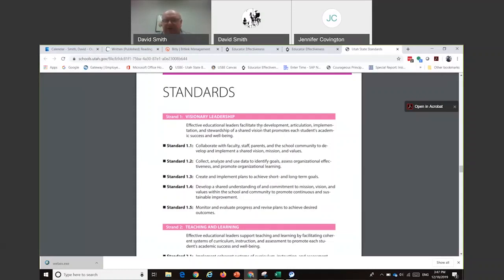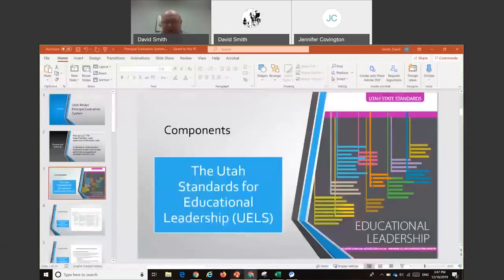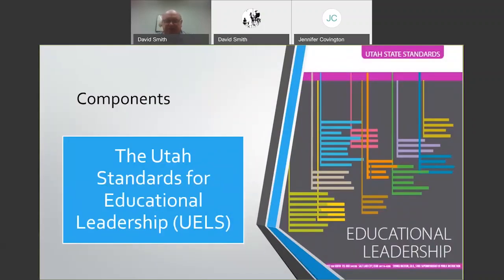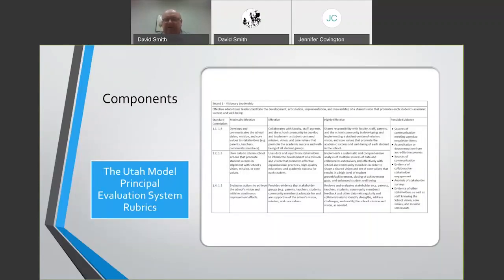The way that we've organized the evaluation system is that the strands are the important part of the system. And for summative evaluations, we are evaluating at the strand level rather than at the standard level. Let me show you how that would look. This is the first strand along with its standards that go underneath it.